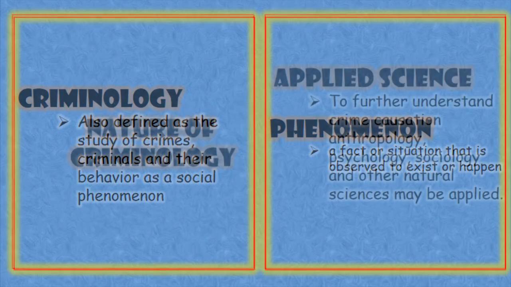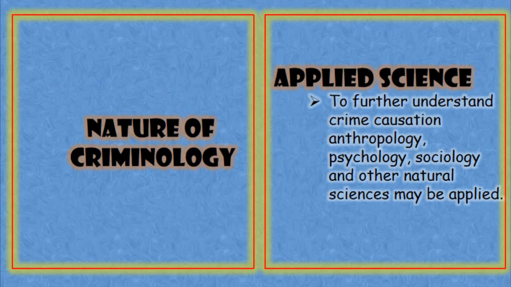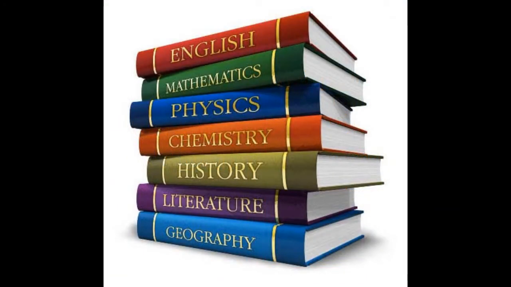So, we have here now the nature of criminology. So, number 1, we have here, criminology is considered to be an applied science. So, bakit kaya natin nasabi na applied science? Na-mention na natin yan kanina. So, sabi dyan, to further understand crime causation, nandyan, we need to know those other sciences also. So, dapat alam din natin dito.